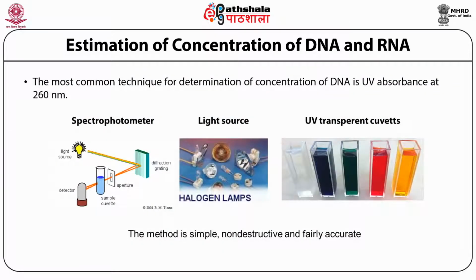What do we need for estimation of the concentration of DNA and RNA? The most common technique for determination of the concentration of DNA is UV absorbance at 260 nanometers. For that, we need a spectrophotometer, shown on the left-hand side. We should have a light source: halogen lamps, tungsten lamps, and various other lamps. We should have UV transparent cuvettes, because all kinds of cuvettes may not be very good for DNA spectroscopy. This method is very simple, non-destructive, and gives fairly accurate results.